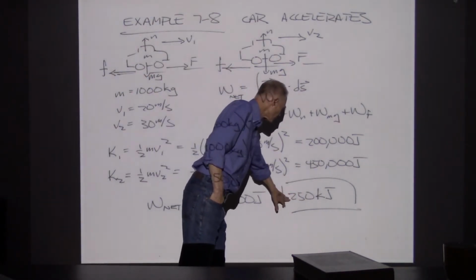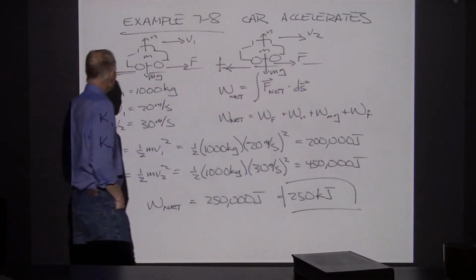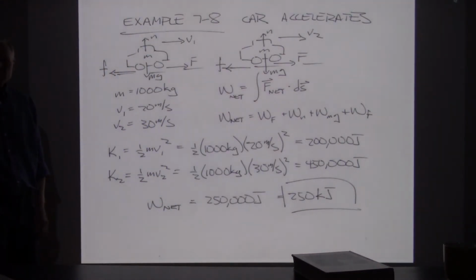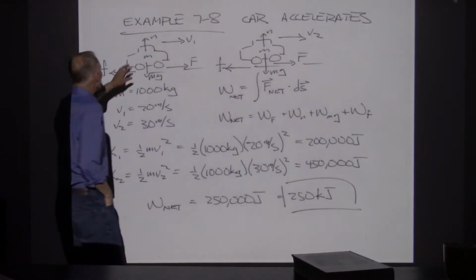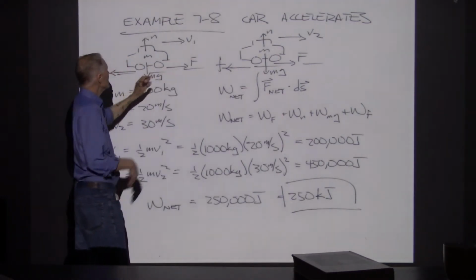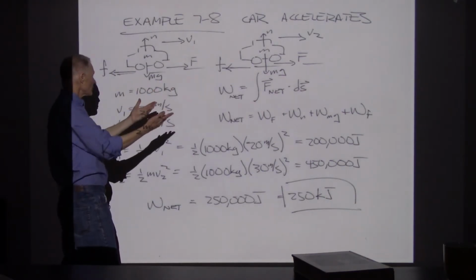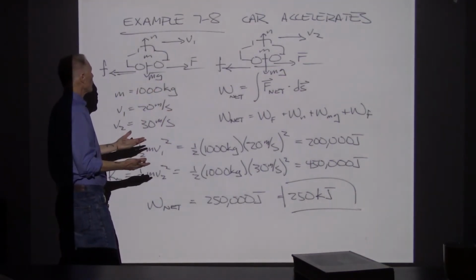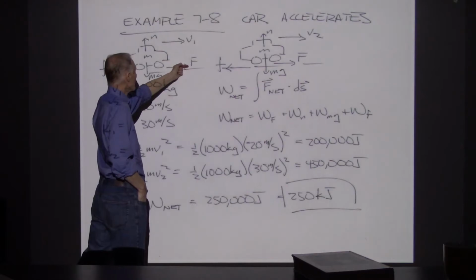I'll write that as 250 kilojoules. Well, let's go back to the force diagrams now and see what's going on. Here's the car. Let's say that we have the force of the pavement pushing the car forward. Now that's a frictional force. It's a static frictional force being used to push the car forward.